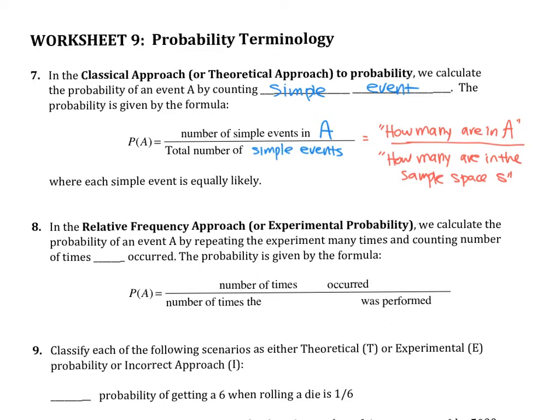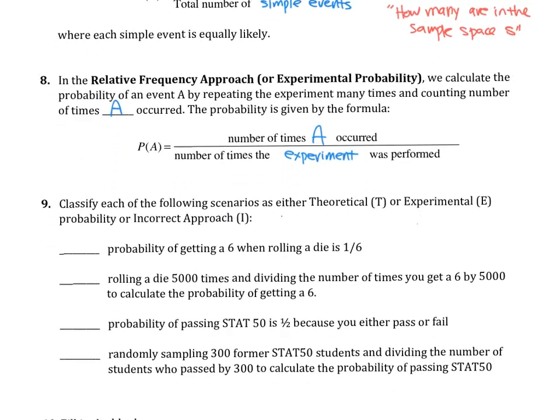Relative frequency approach. Relative frequency, we talked about it when we were creating frequency table. So basically the same concept, that I can just interpret that as a probability. Probability of A is found by repeating the experiment many times and counting the number of times A has occurred, divided by the number of times the experiment was performed.